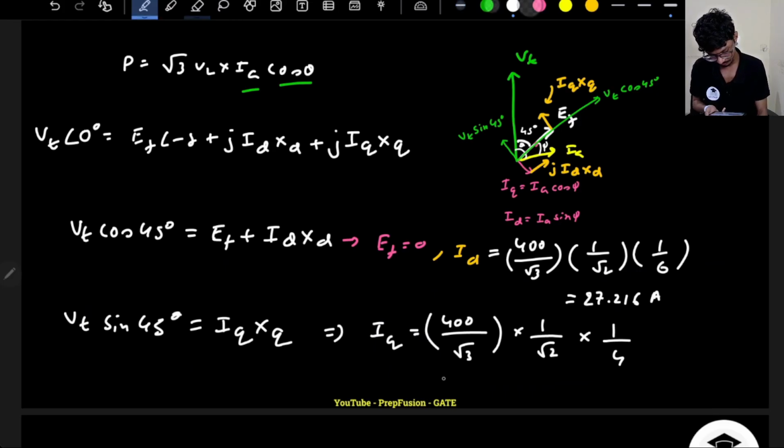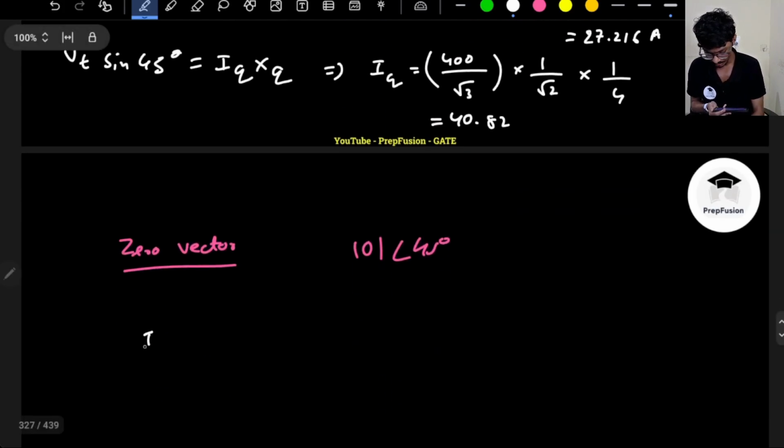Okay, and this will be 400 divided by root 3 into divided by root 2 divided by 4, so 40.82 amperes. So what will be my IA current? So IA current will be what?